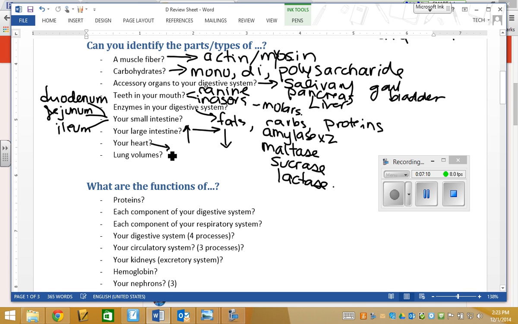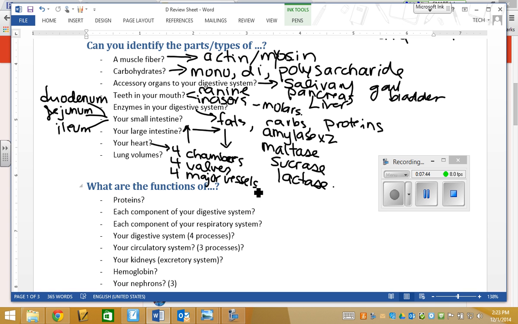In your heart, remember that you have 4 chambers, 4 valves, and 4 major blood vessels. So the 4 chambers are the left and right atria, left and right ventricles. The 4 valves are the bicuspid and tricuspid valves, and then the semilunar valves, pulmonary and aortic. The 4 major vessels are your pulmonary artery, pulmonary vein, vena cava, aorta.